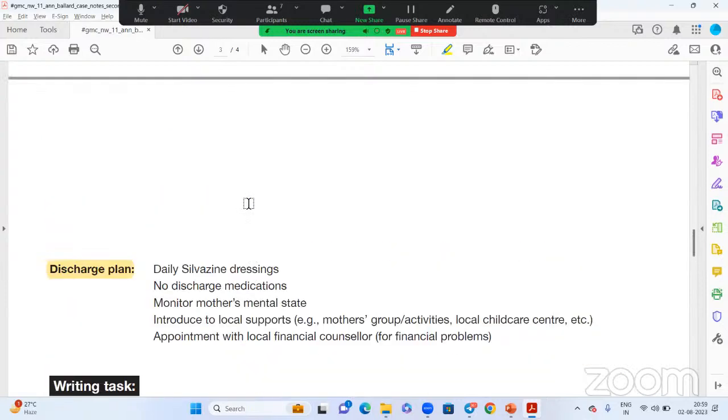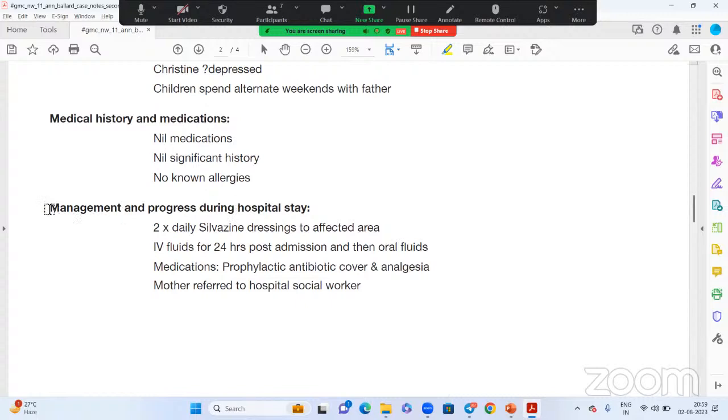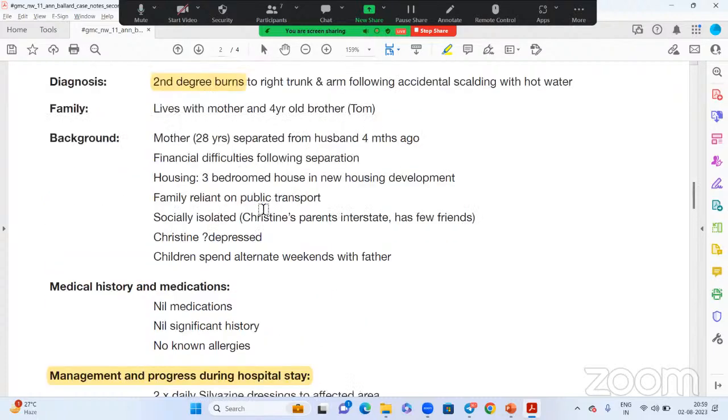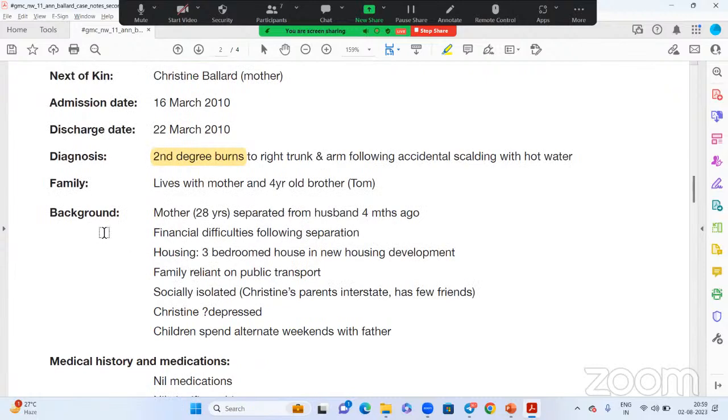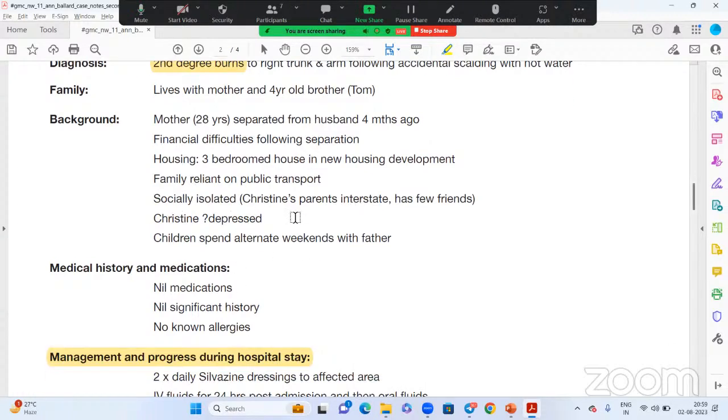I'm going to show you the organization of the letter. This is during hospitalization, right? And this is the history: medical history, background, family history, social history, personal history, everything is here.